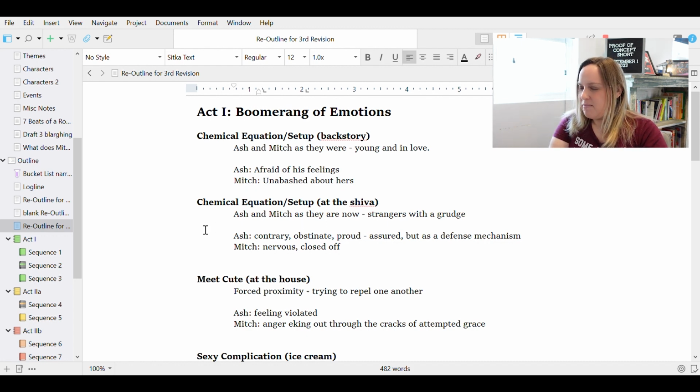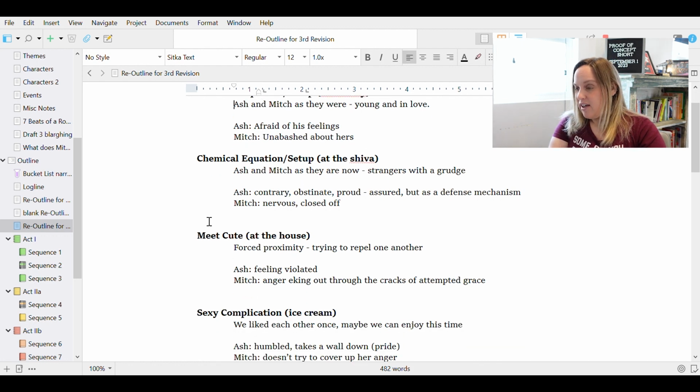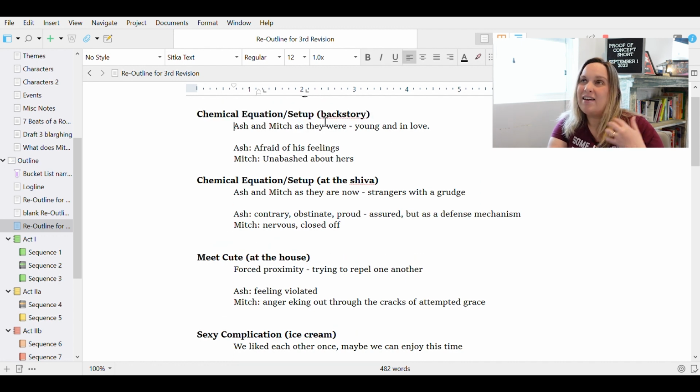Chemical equation and set up at the Shiva, so 18 years later, Ash and Mitch as they are now, strangers with a grudge. Because at the end of this chemical equation at the beginning, Mitch tells Ash she loves him and Ash can't handle it. I have their inner states right here. Ash is contrary, obstinate, proud, and assured, but as a defense mechanism. So it's like that guy who's like, yeah, I know the answer. No, you're wrong. He's always right, because if he's not right, he doesn't know his place in the world. And Mitch's state is nervous and closed off.